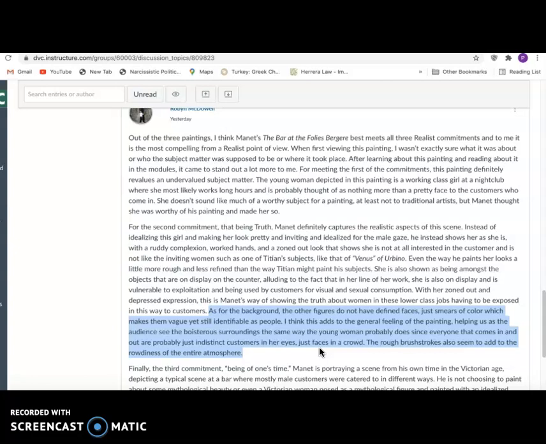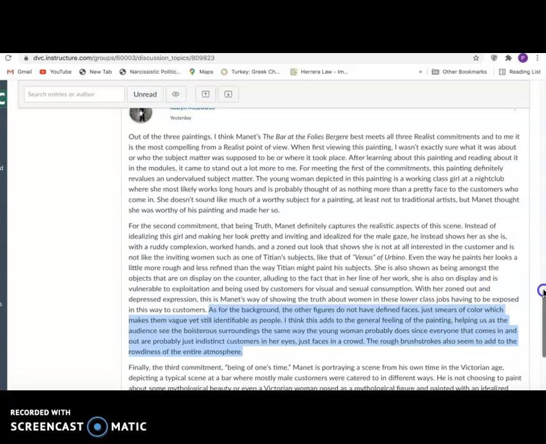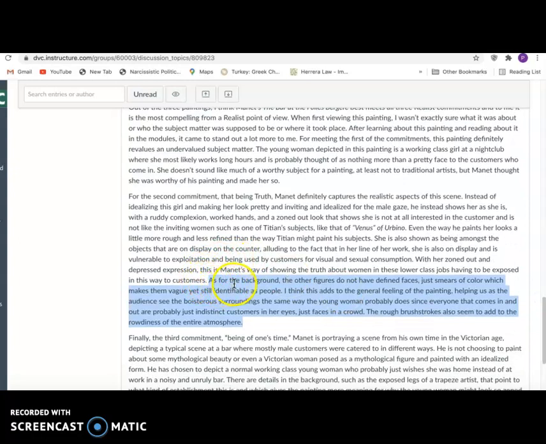That's really great art historical thinking about something very specific the artist did, making the backgrounds these sort of smears of color, and then linking that to the subjectivity, the mind state of the working woman in this environment.